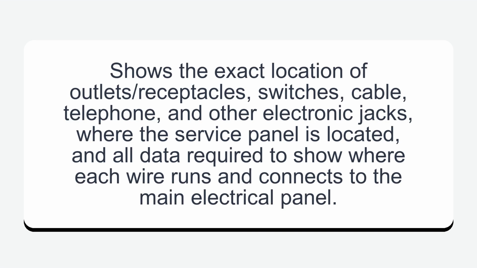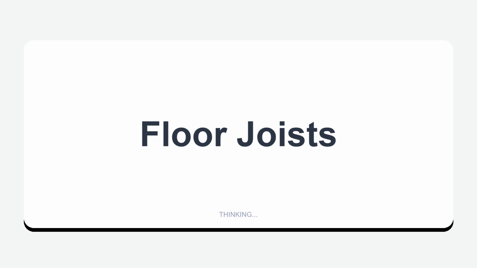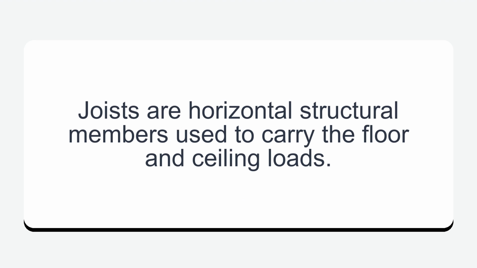Electrical plan. Shows the exact location of outlets/receptacles, switches, cable, telephone, and other electronic jacks, where the service panel is located, and all data required to show where each wire runs and connects to the main electrical panel. Floor joists. Joists are horizontal structural members used to carry the floor and ceiling loads.